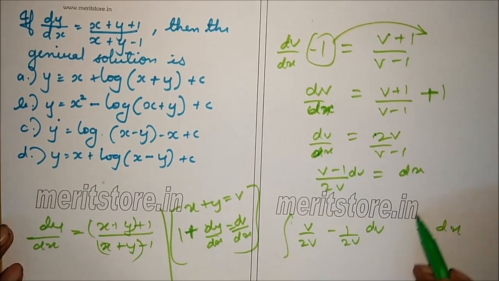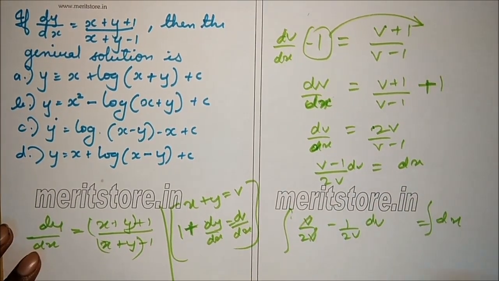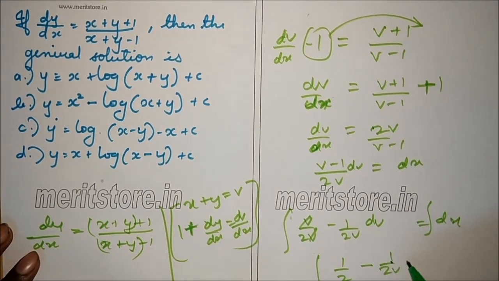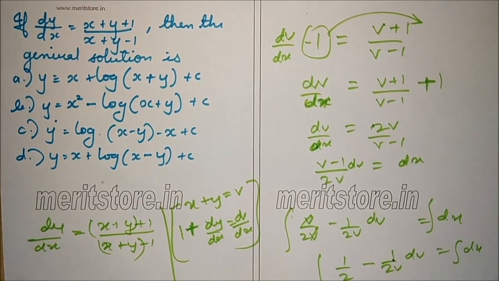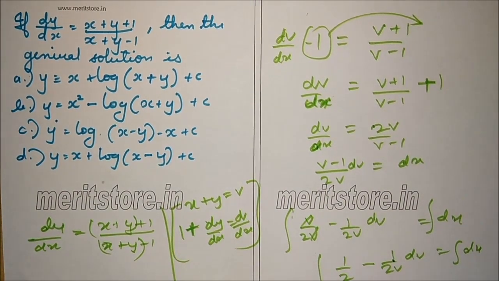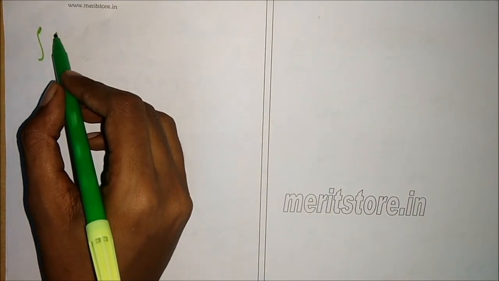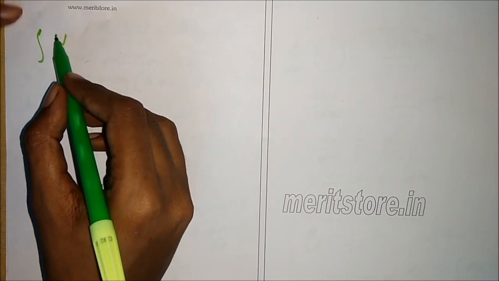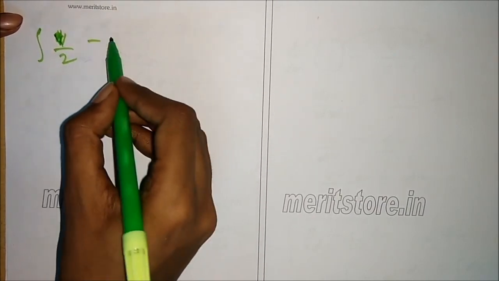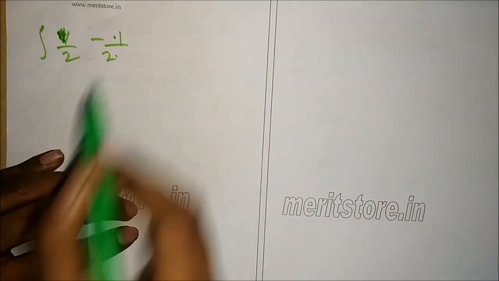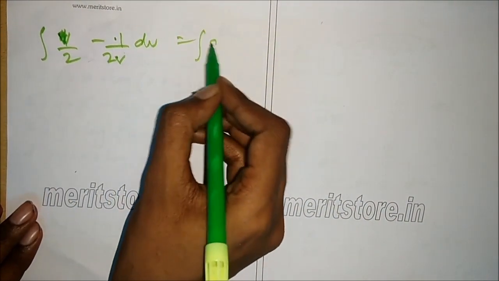So now we integrate this. So v gets cancelled, and this will be integration of half minus 1 by 2v dv equals integration of dx. So the previous step was integration of half minus 1 by 2v dv equals integration of dx.